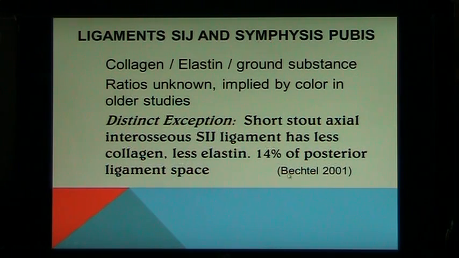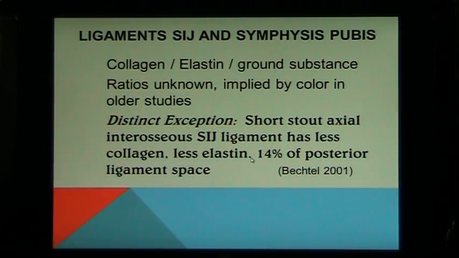An acquaintance of mine, Roy Bechtel, I believe he's at University of Maryland, and I believe he's retiring January of 2012, did a really remarkable study of the axial part of the interosseous ligament. And what he found was that it has less collagen and less elastin. So this is a very different beast, this axial ligament. And this will become important to us later when I give a theory about how this ligament is part of the process of symphyseal diastasis.